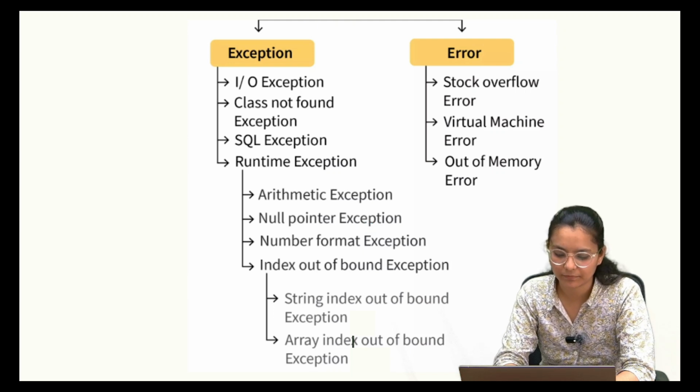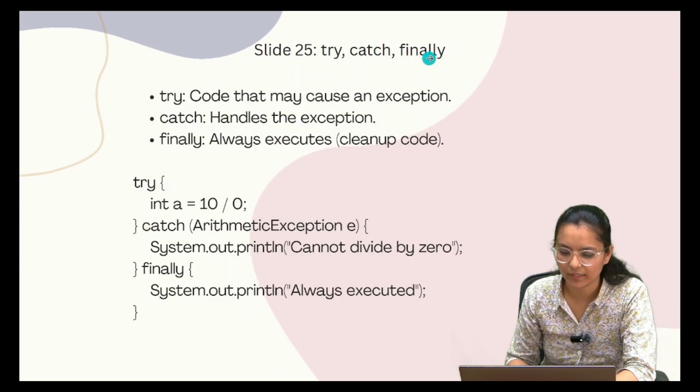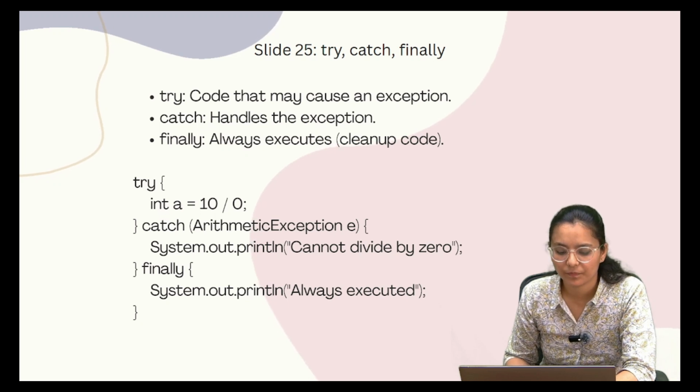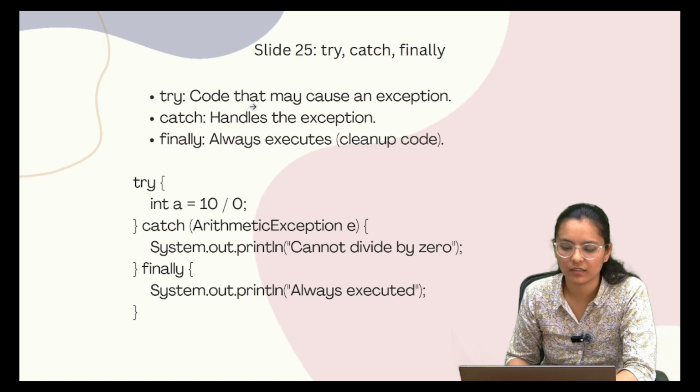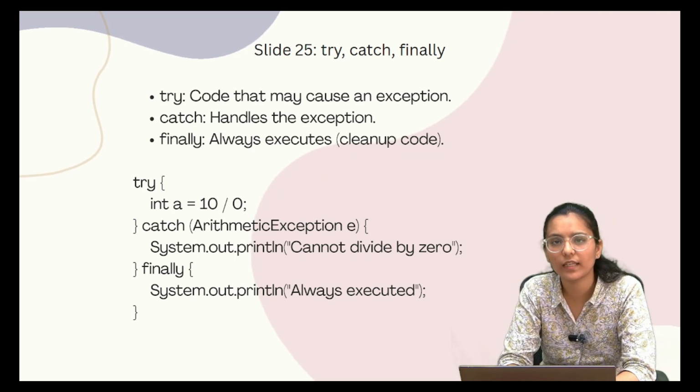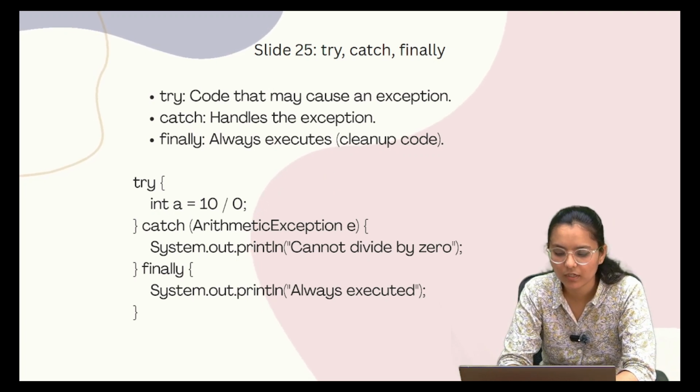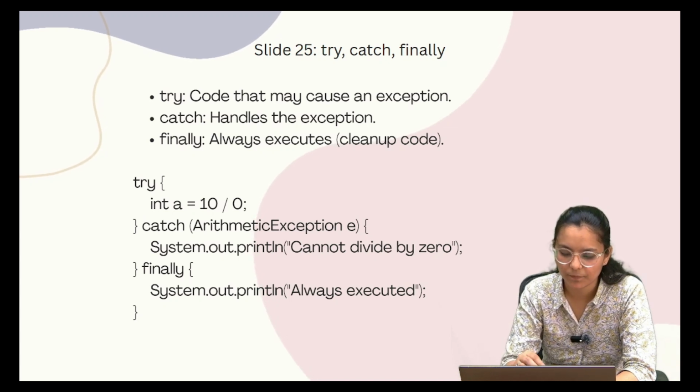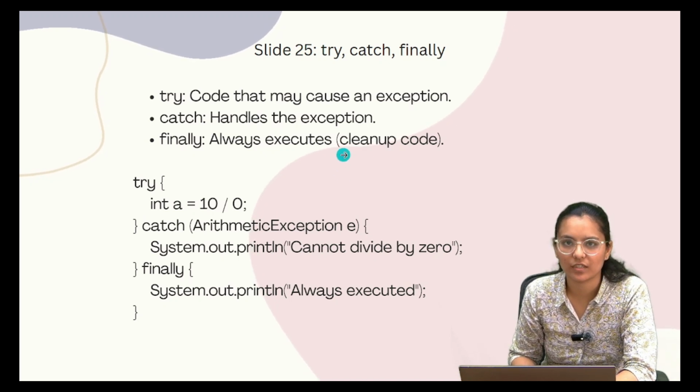Next one: try, catch, finally. These are three important keywords provided by Java, used for exception handling. First is try: the code that might cause an error goes here. The catch block handles the exception. If an exception occurs in the try block, the catch block will handle it and prevent the program from crashing.